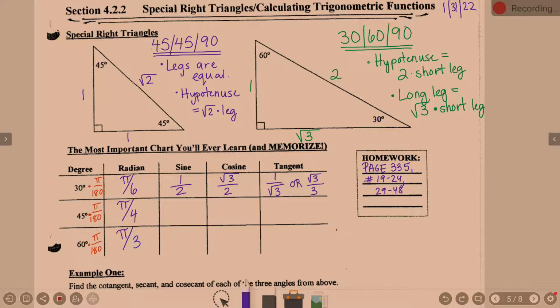Okay. So you got your 30 degree row filled out, yes? How about the 45 degree row? Let's work on that one. For the 45 degree row, we're going to our other triangle, yes? Sine of 45. What's that mean I'm doing? You can pick either 45 degree angle. Opposite over hypotenuse, so one over square root of two. What's one over square root of two equivalent to? If we rationalize that, since there's a square root of two on bottom, multiply top and bottom by square root of two. It's square root of two over two. What about cosine of 45?